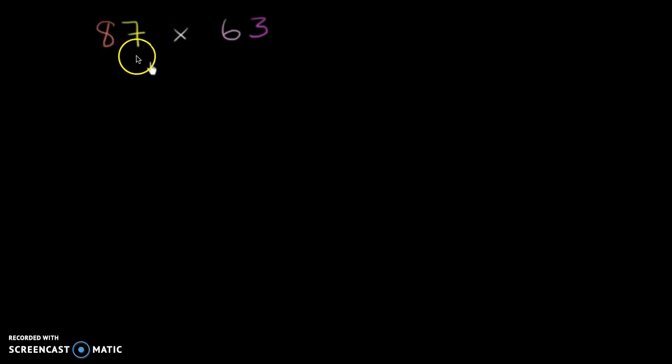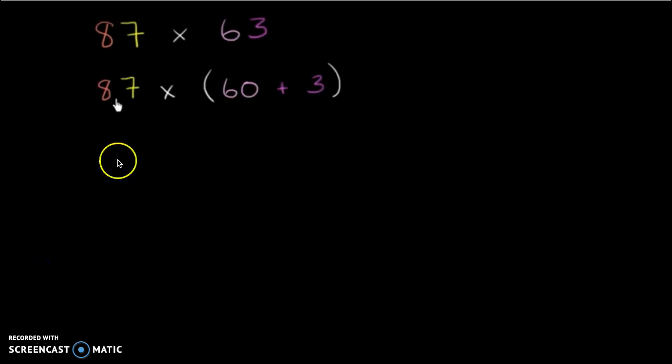We've got 87 and 63. I don't know about you guys, but just looking at these two numbers, a little bit intimidating. I don't think I could multiply these in my head right off the top. I would need to break it down. So that's what we're going to do. So I know, using the distributive property, that numbers can be broken down into their place values.